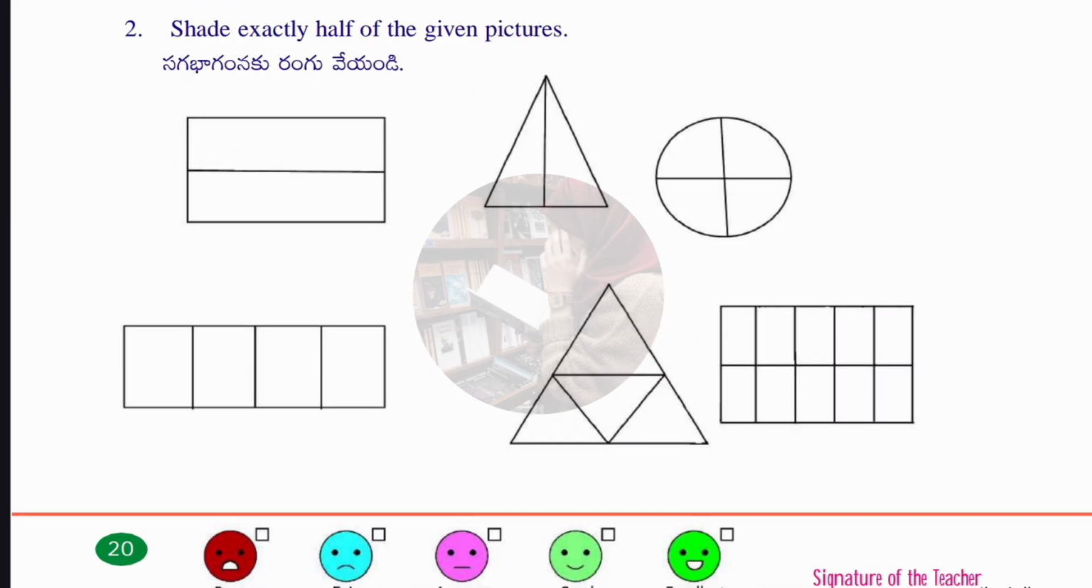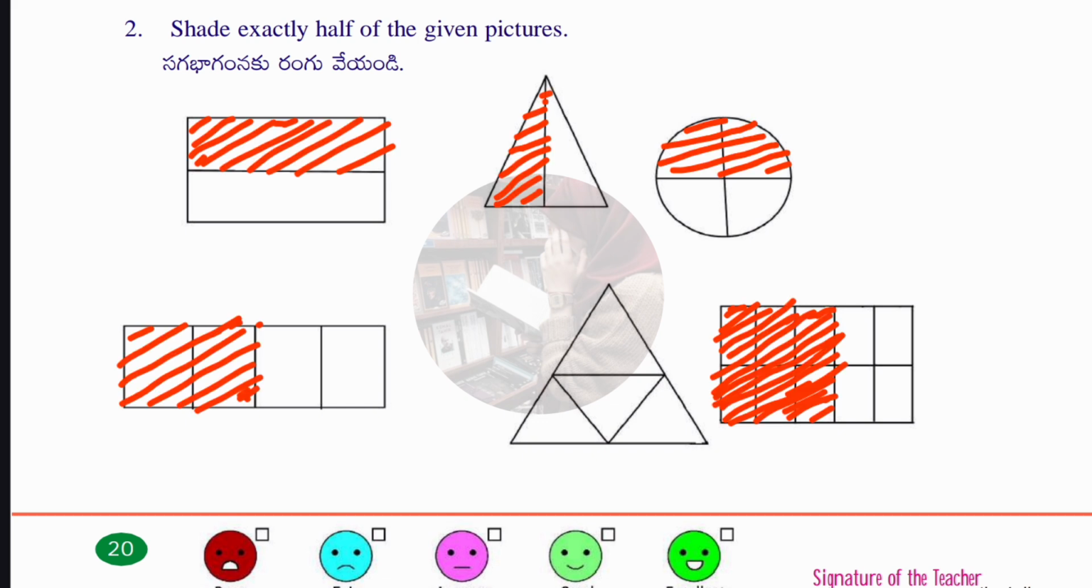So guys, let's see the second Roman, which is shade exactly half of the given pictures. Okay, so half of the pictures, whatever it may be, you have to shade it. So firstly I am shading the rectangle, then triangle, then circle, then rectangle, then the other figure is not equally divided, so leave it. Then last one is also equally divided, so please shade it. Okay, so in this way you have to give the answers for the given questions whatever they are asked.